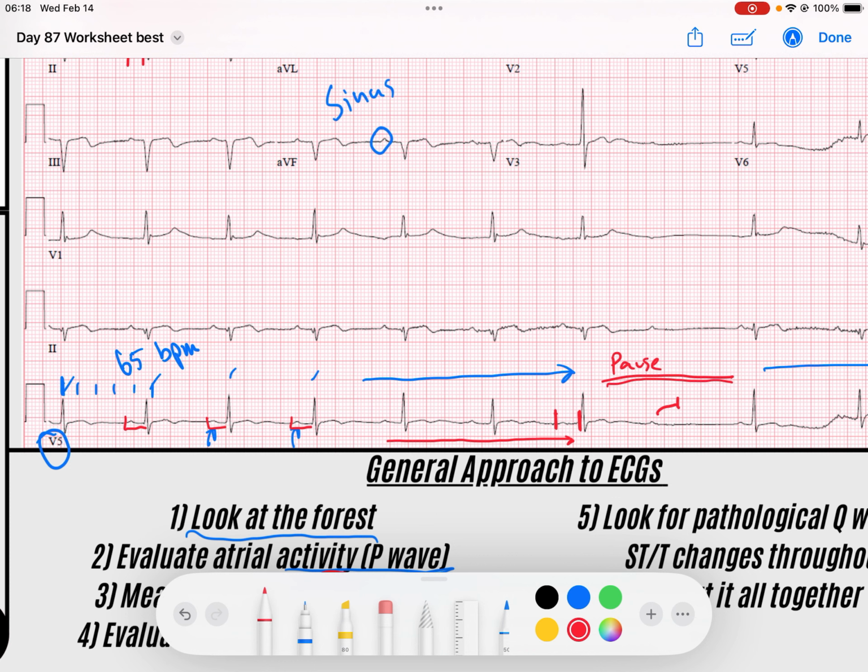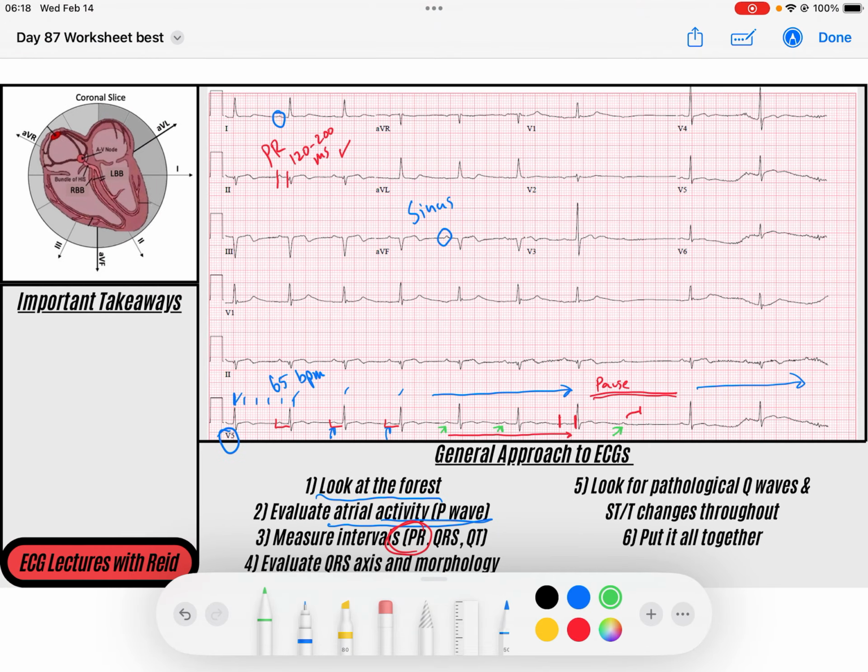So it appears that my PR interval is very subtly increasing until this P wave is blocked. Notice here I've got a P wave that appears very similar to the normal sinus P waves. We're getting a lot of data to say that this is a second degree type 1 AV block, where the PR interval increases and then we have a blocked or dropped beat, which contributes to this pause.